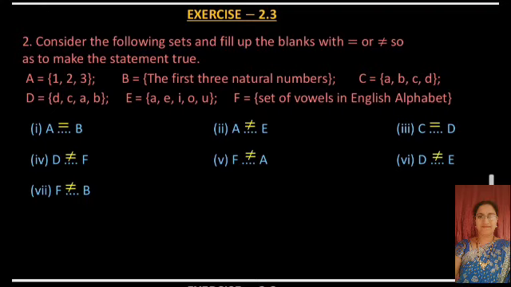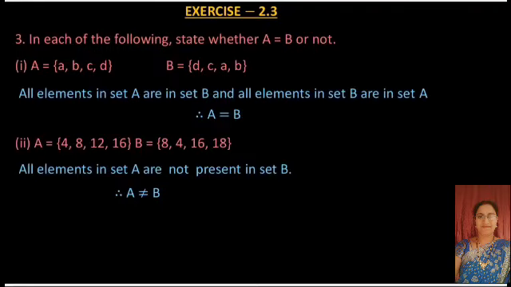Next one is C is equal to D. If you observe D and F sets, the elements of D are not present in F set. Next you observe F and A, the elements in F are not present in A set. So F not equal to A. Next one, D and E. If you observe D and E sets, the elements in D set are not present in E set. So D not equal to E. If you observe F and B, the elements present in F are not equal to the elements present in B.